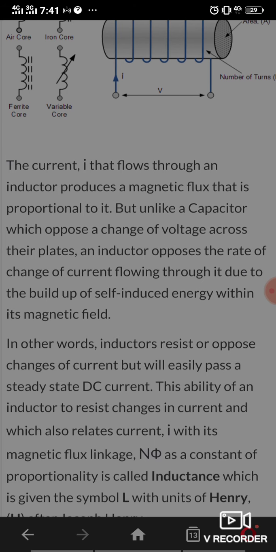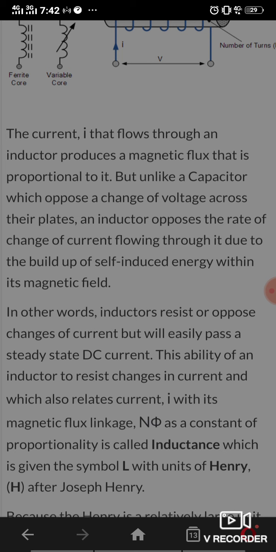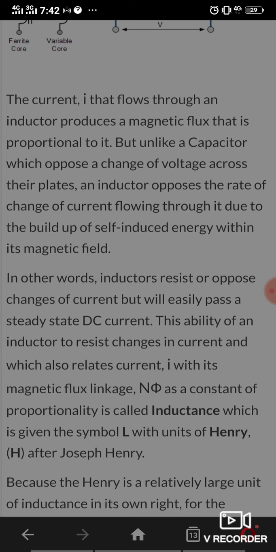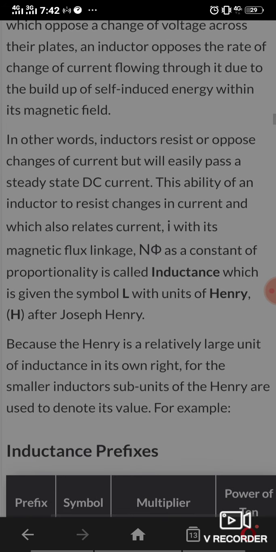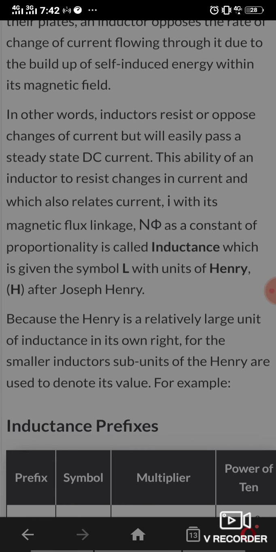This opposes a change of current but will easily pass a steady state DC current. This ability of an inductor to resist change in current, which also relates current I with its magnetic flux linkage as constant proportional, is called inductance, which is given the symbol L, and its unit is the Henry, after Joseph Henry. The Henry is a relatively large unit of inductance in its own right.